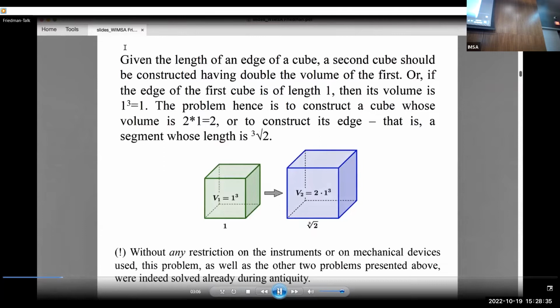Without any restriction on the instruments or mechanical devices used, this problem, as well as the other two problems presented above, were indeed solved already during antiquity. Obviously, I'm not going to speak about the history of these instruments or the solutions, but give enough to recall Plato's critique in an account of Plutarch, emphasizing the additional mechanical devices that were used to double the cube, in addition to the compass and the straight edge.